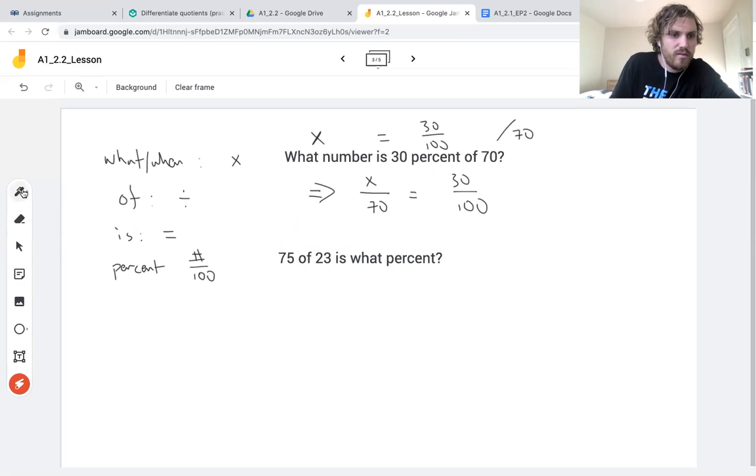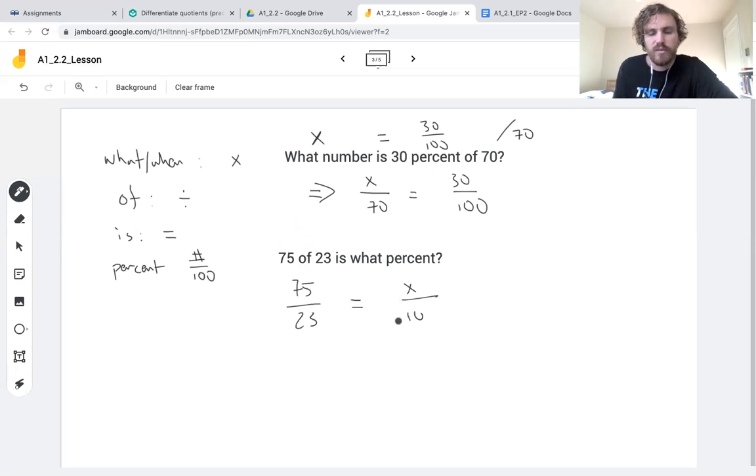All right, so let's write that down in something that stays. 75 of 23 is what percent? So that would be the equation that I get, and it actually works in a nice order there. 75 of 23 is what percent, or x over 100.